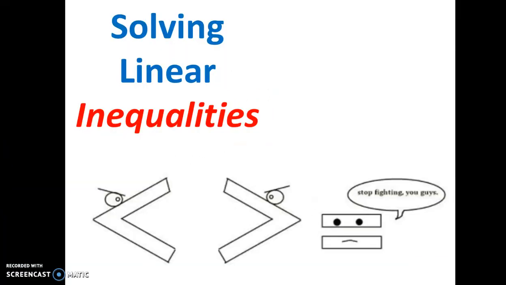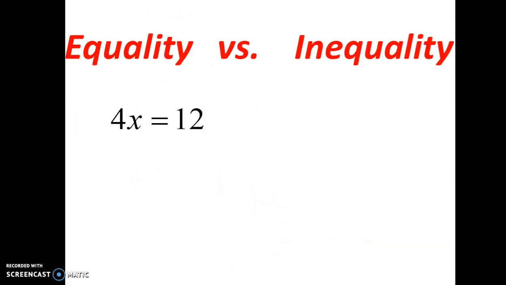Hi, welcome to your lesson on solving linear inequalities. If you remember from the past, when you have an equal sign, it's called an equality. When you have these symbols, it's called an inequality. So what is inequality? For example, here we have equality versus inequality.